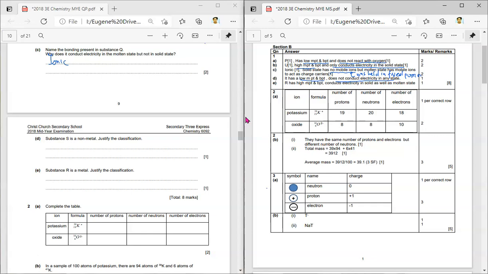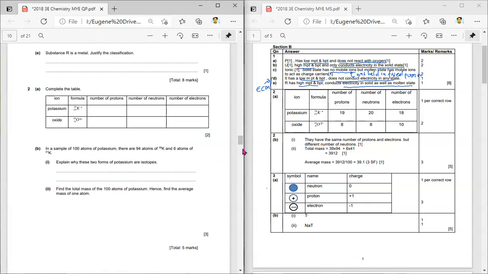This one is under your element, compound, mixture topic, the part where they talk about metals and non-metals. R is a metal, because it has a high melting and boiling point and conducts electricity in solid as well as molten state. This is the property you need to take note of. So this is the answer, and this is from the ECM, element compound mixture. Take note of that.